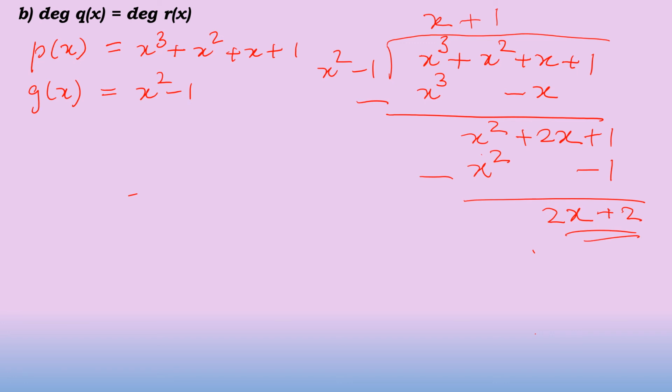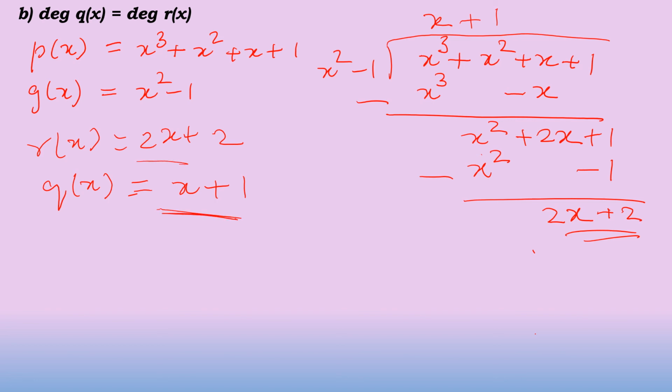So now when you look into this, your remainder is 2x plus 2. That means r of x is equal to 2x plus 2, whereas your quotient q of x is equal to x plus 1. So if you look into this, you will notice that the degree of your quotient x plus 1 is equal to the degree of your remainder 2x plus 2. So this is an example which satisfies this condition.